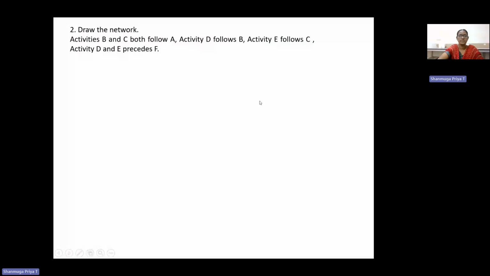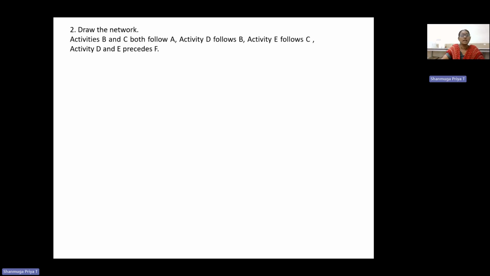More network problems: how to draw the network problems. Last class, I gave an introduction and guidelines on how to draw a network. So today we are going to see different problems. Here, for activities B and C, draw a network is our question.